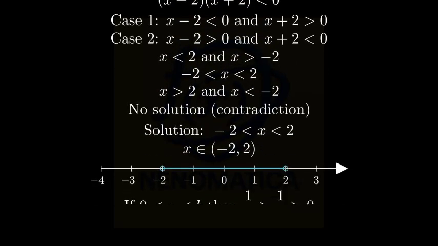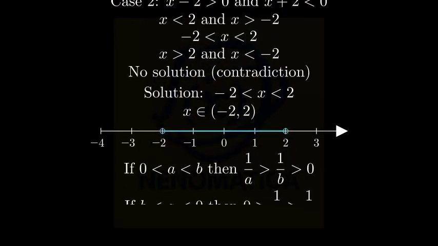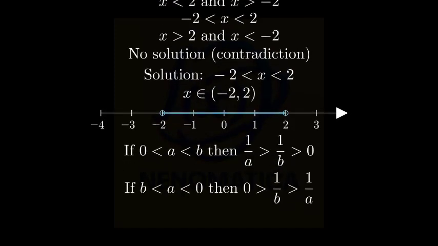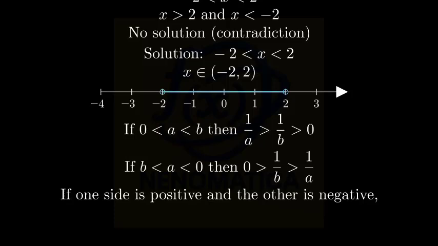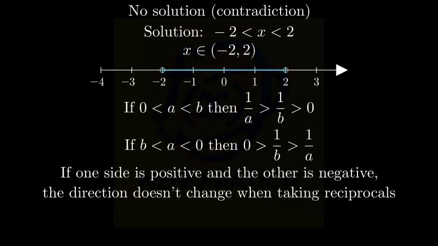To summarize the 10th property of inequalities, when both sides of an inequality are positive, taking reciprocals flips the inequality sign. When both sides are negative, taking reciprocals also flips the inequality sign. But when one side is positive and one side is negative, taking reciprocals does not change the direction of the inequality. This property is essential when solving inequalities that involve fractions or when you need to divide by variables in inequalities.